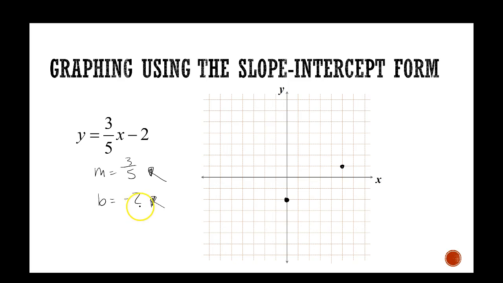So the y-intercept is my starting point. So this is where I start. The slope is the directions I take from that starting point. So I'm going to start right here on the map, then I'm going to go up 3 to the right 5, and then that would make my line.